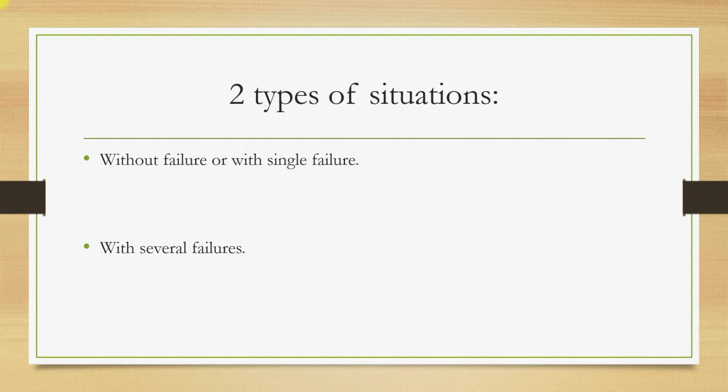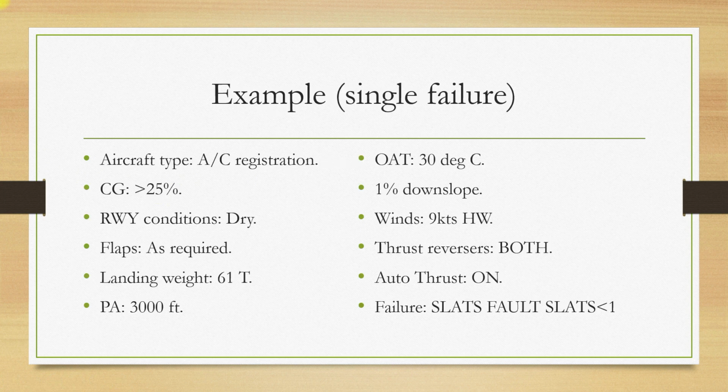Now there are two types of situations here: without failure or with single failure, or with several failures. So today we are going to discuss only single failure. We will be talking about the first case here. So let us understand this by an example. I would suggest you take a pen and paper and write down this particular scenario. Aircraft type I haven't mentioned here, but whenever you do these calculations, you will be doing them for a particular aircraft. So against that particular aircraft, you will take out your QRH and look into it.